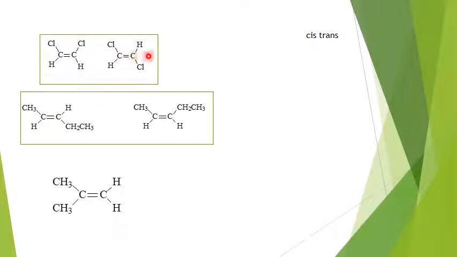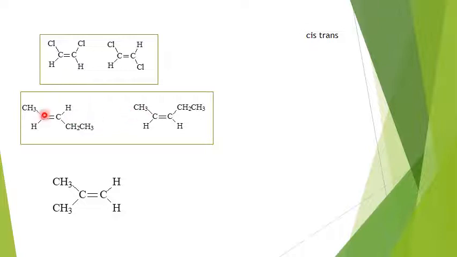Okay, and you don't have to name that. You just have to tell me that this is cis. Now this guy here, if you draw a line, the chlorines are on opposite sides, or cross sides, and we call that trans. So on the opposite sides of the double bond, they're trans.